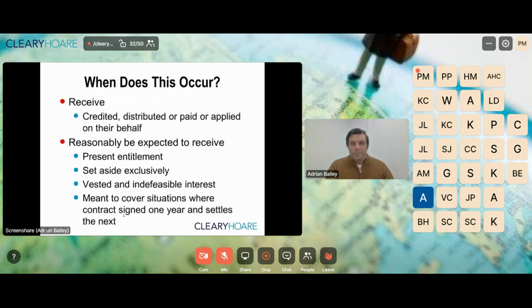And other examples of that, if it was set aside. So the idea of this, the second part, is where it's meant to cover situations where, for example, a contract for a sale of land is signed in 1 year and settles the next. At the end of the year, we can make our beneficiary presently entitled and specifically entitled to the capital gain, even though we actually haven't received the financial benefit yet, because it's reasonable to expect that they will receive it once that comes into the trust funds.